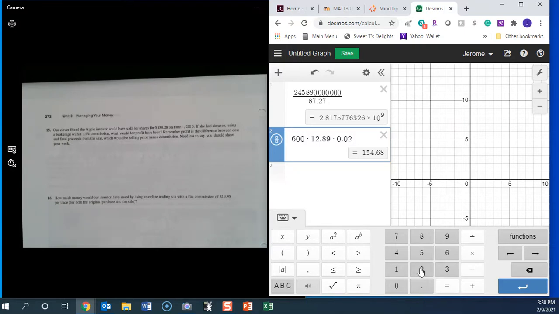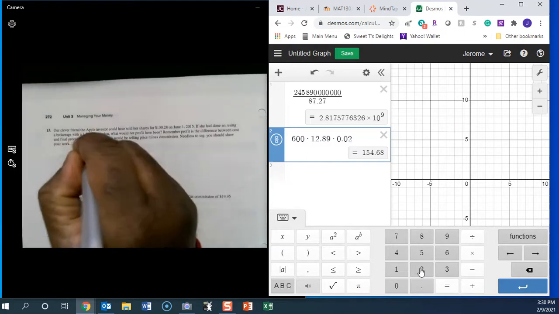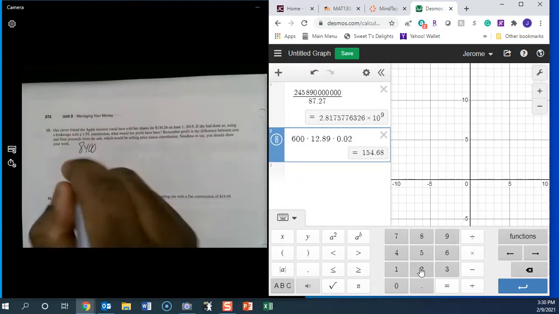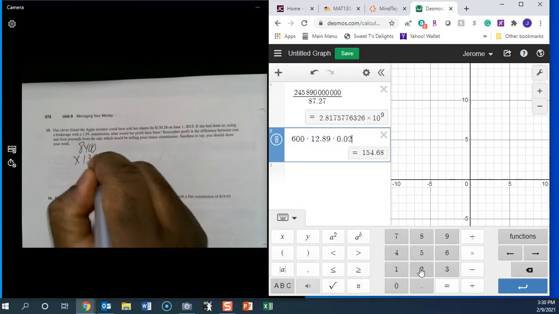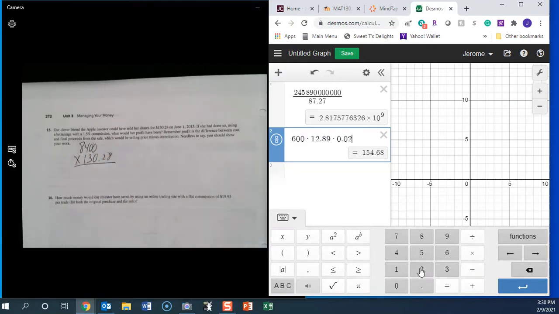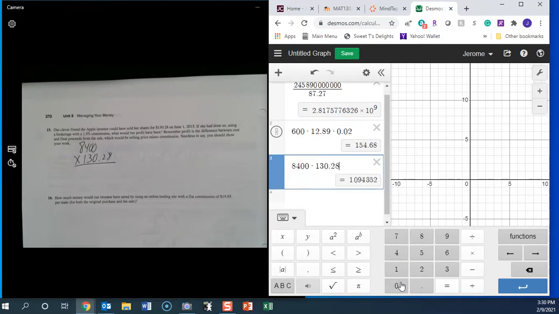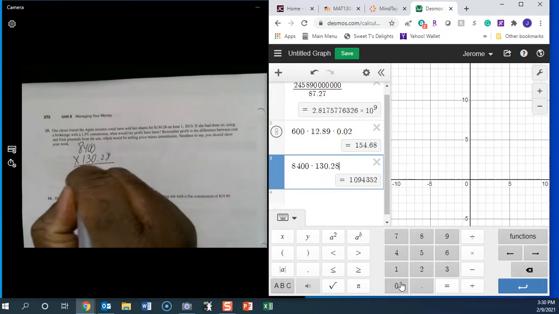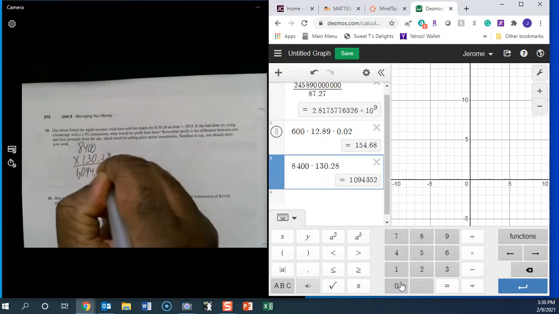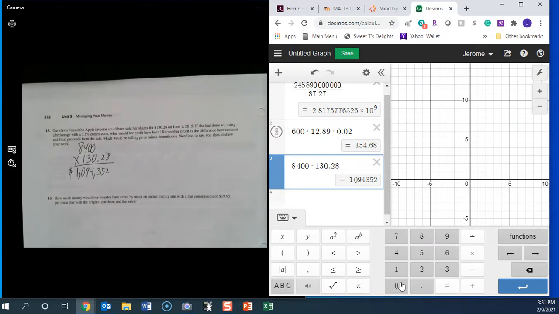First of all, let's find out how much it was when she sold it. So we take 8,400 shares that she had and multiply by $130.28. So 8,400 times $130.28. Okay, so that would give her $1,094,352. Okay, now that's how much you got paid from the sale.